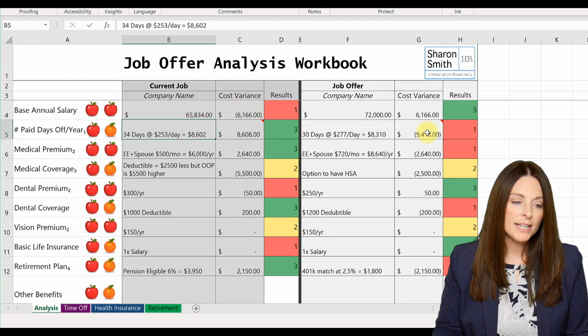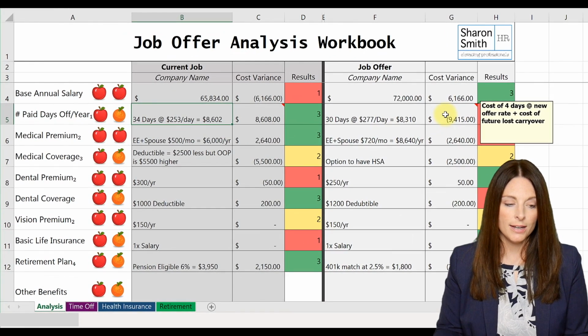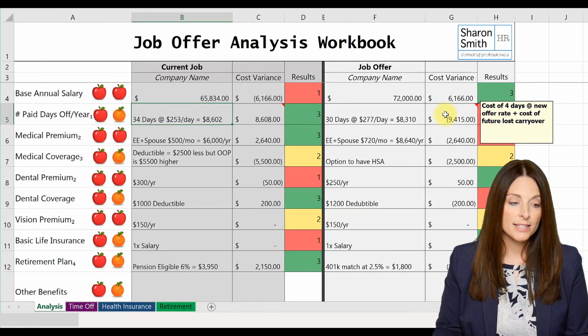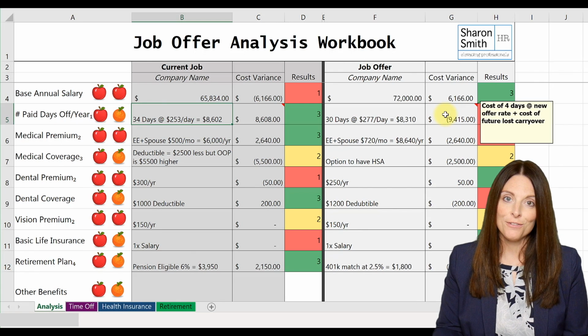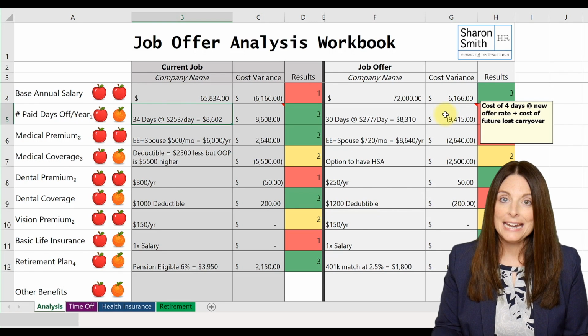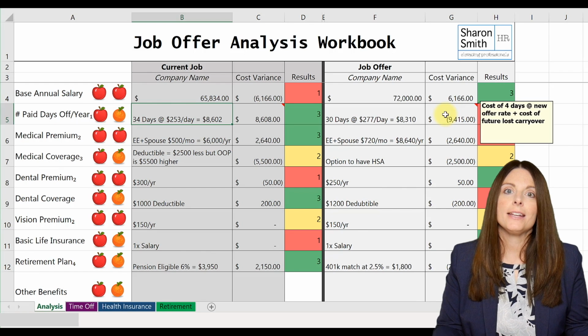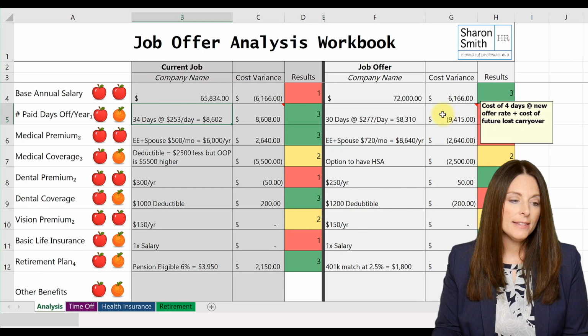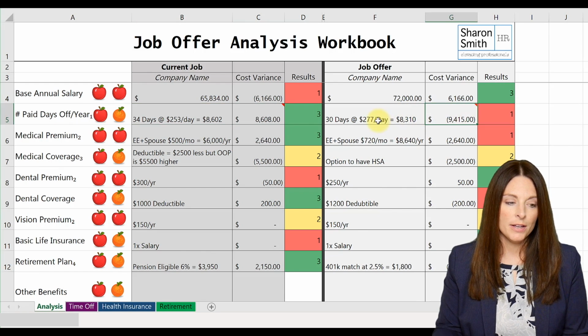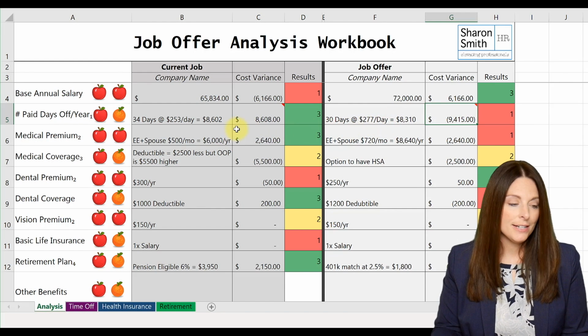But the reason that I place such a high value on the benefit that I'm walking away from is because I took the cost of those 4 days plus the future lost carryover by being capped at 240 hours of leave versus 480, which is the maximum that I can accrue in my current employer. And maybe I have that already at my current employer. So that's how I place the value of $9,415 on that as a variance.